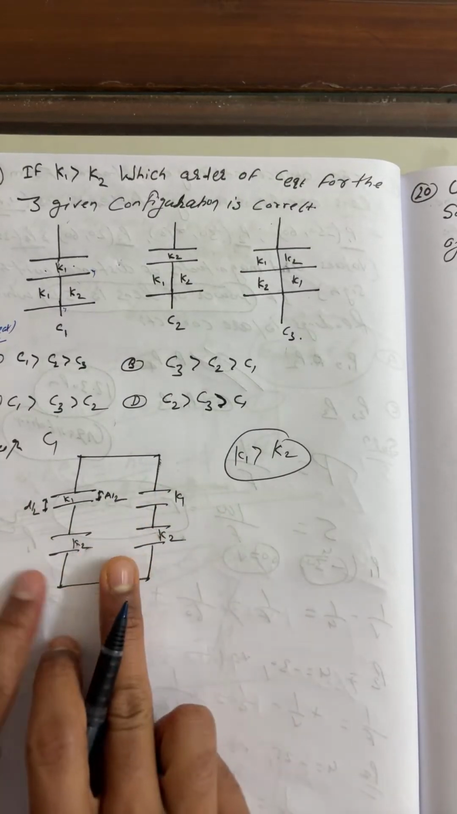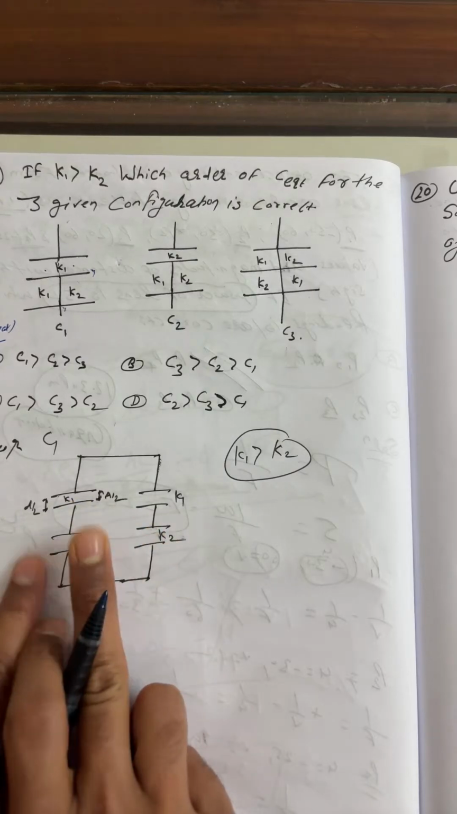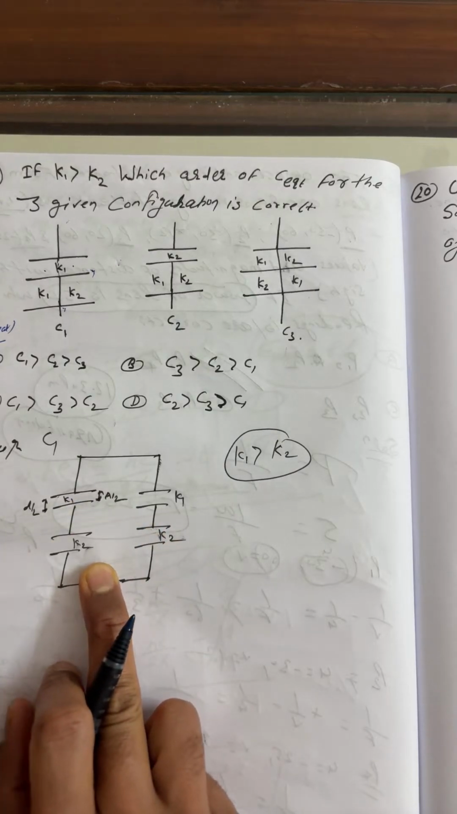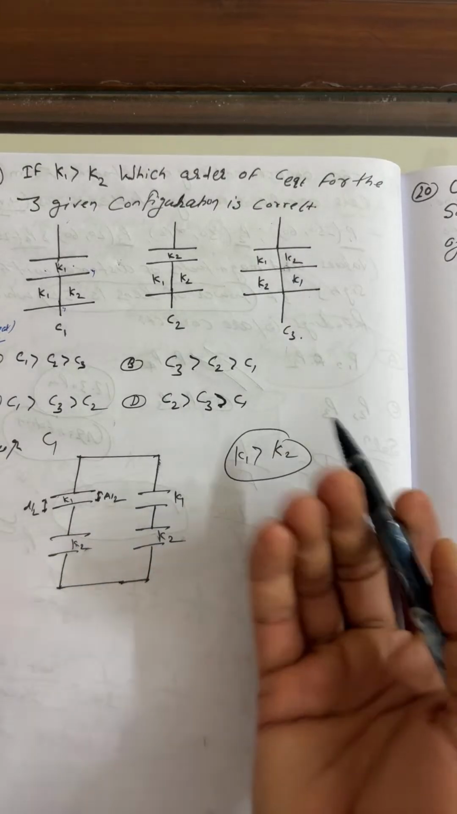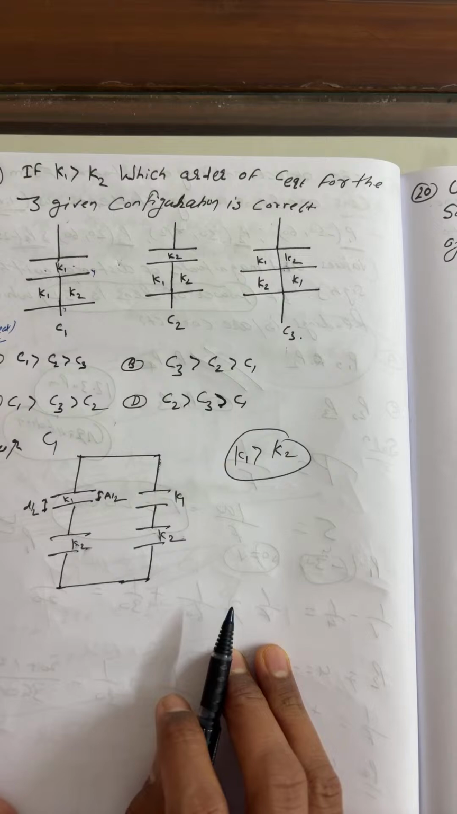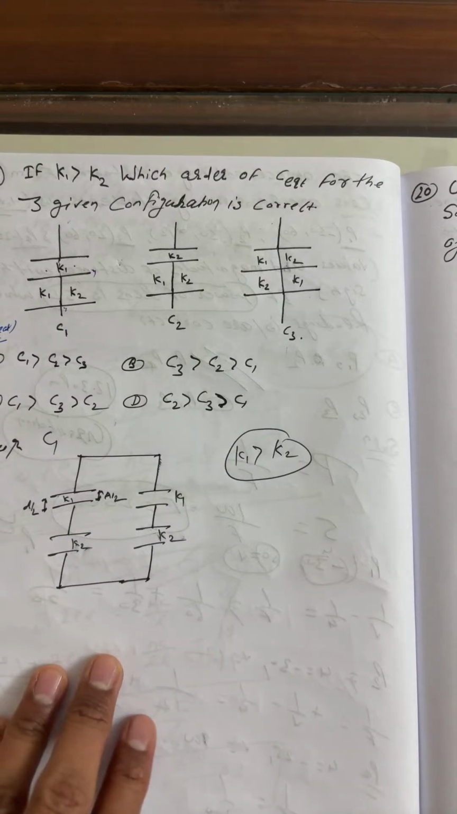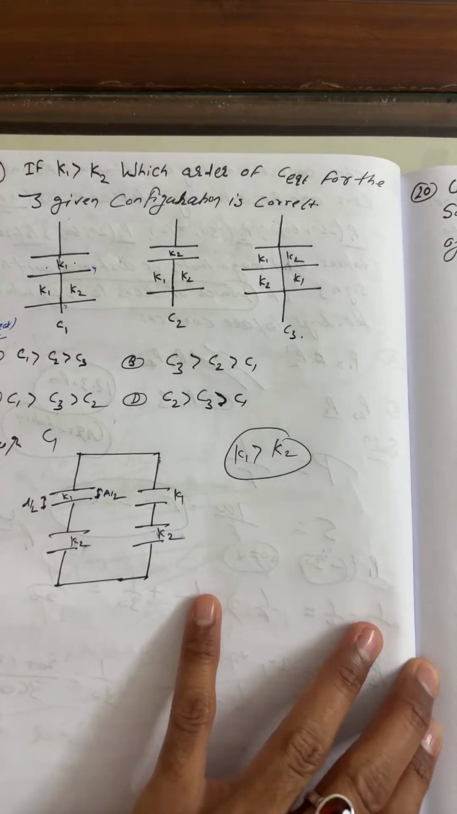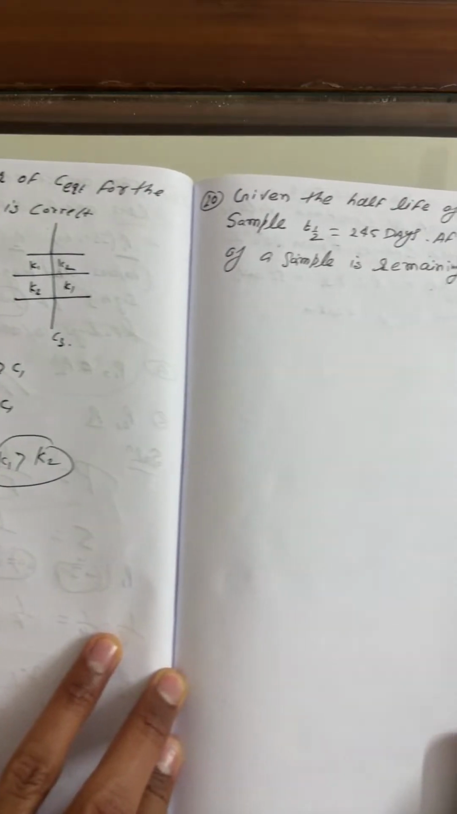Now, student, you can see the value K1, K2. You will get some answer from here, right? Most probably C1 is more. So I can say there is only one option, right? Have a look. Next.